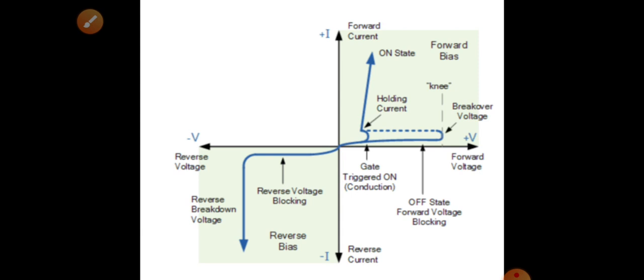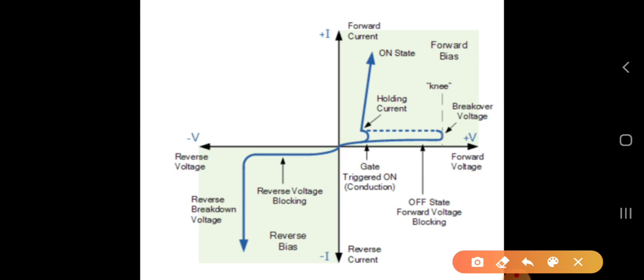So the VI characteristics of SCR is the curve between anode cathode voltage and anode current. You are observing here, I have shown the graph. That graph consists of positive x-axis, positive y-axis, negative x-axis and negative y-axis. So here I am showing, this is voltage and this is current.